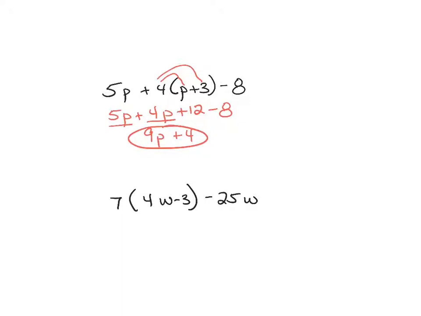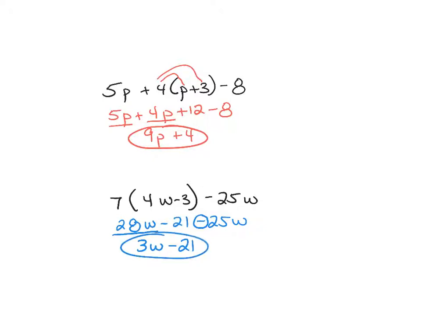so my final answer for that is 9p plus 4. In the second problem, I can do the same thing, apply the distributive property. 7 times 4 gives me 28, so it's 28w minus 21, subtract 25w. Now I can go through and combine my w's. I have a 28w, subtract a 25w. The operation in front of that particular term tells me what I'm doing with that. So it is 28w subtract 25w gives me 3w, and then I still have subtract 21.